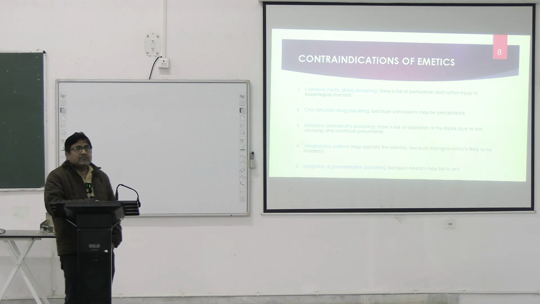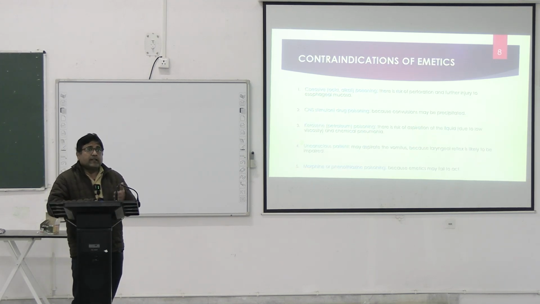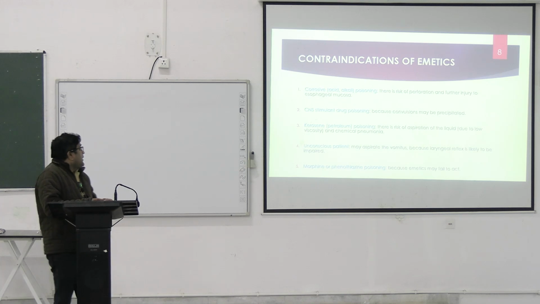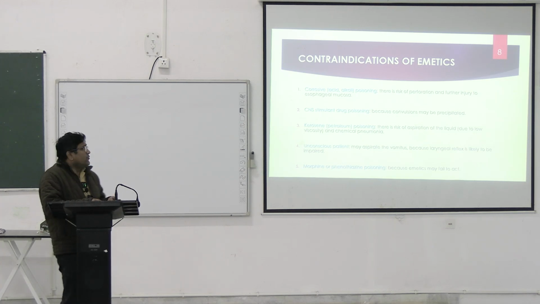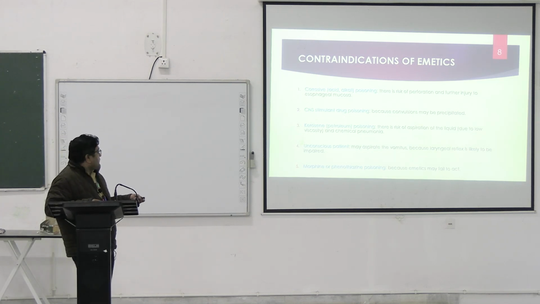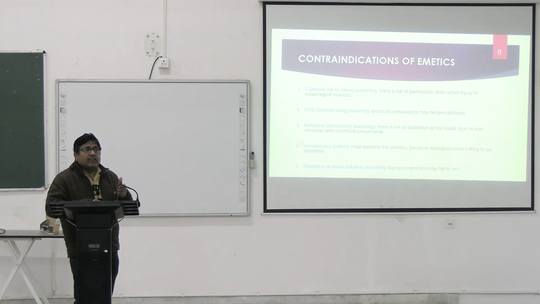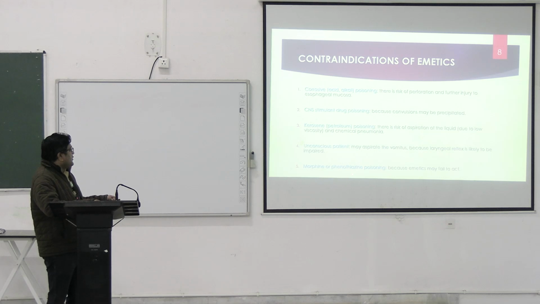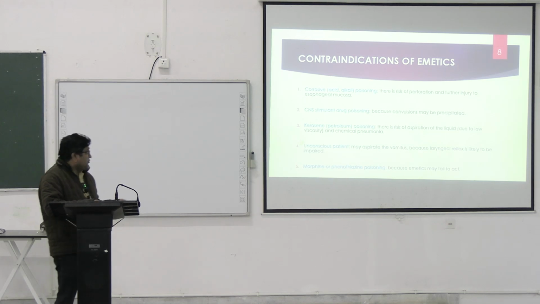Now, contraindications of emetics: where can they not be used? Number 1, in case of corrosive acid or alkali poisoning, because there is higher risk of perforation. Number 2, in case of kerosene poisoning, there is risk of aspiration and chemical pneumonia. When the person is poisoned with a CNS stimulant drug, as convulsions may occur. In case of an unconscious patient, emetics should be avoided because that can lead to aspiration. Morphine or phenothiazine poisoning, because emetics fail to act.